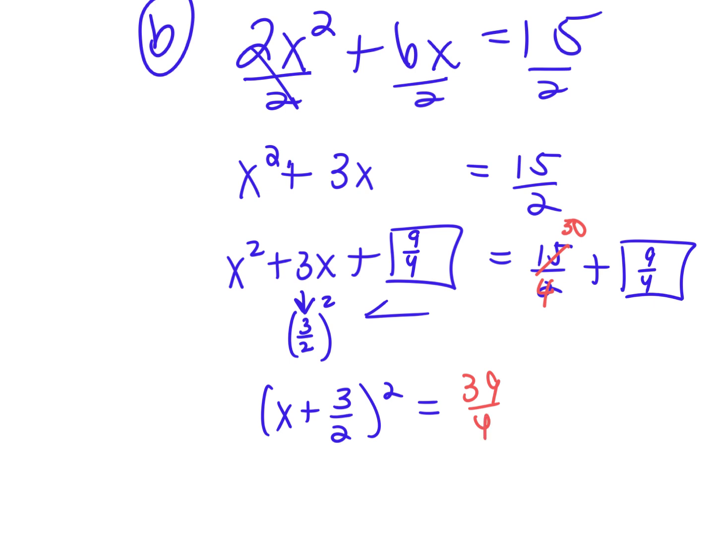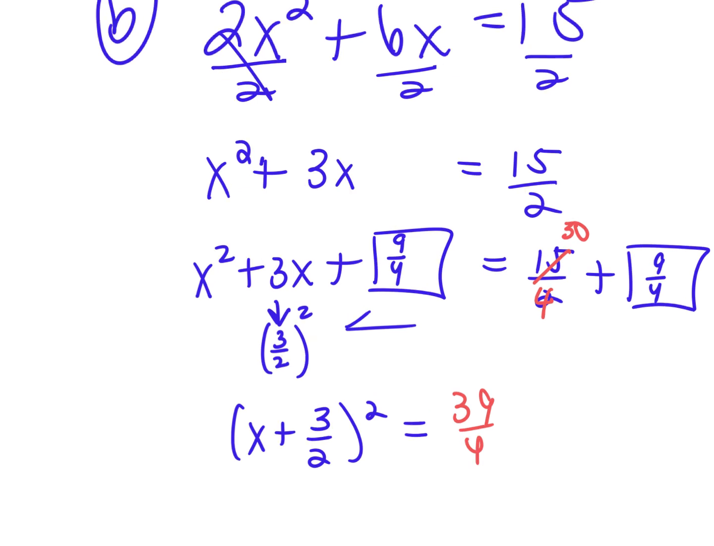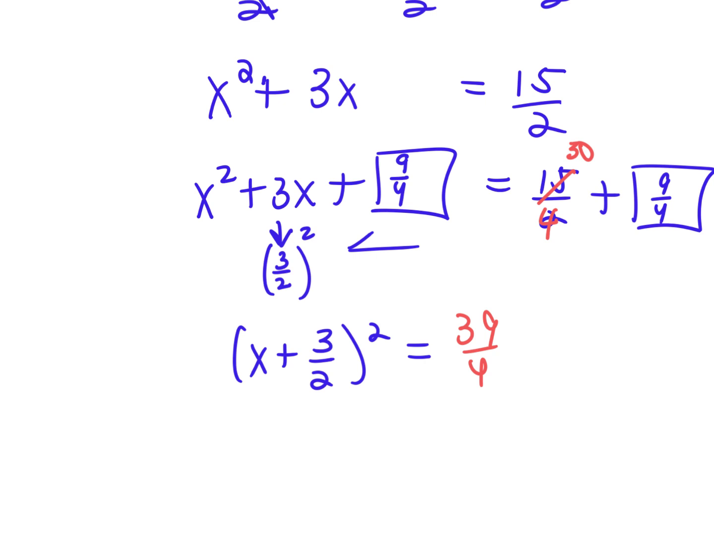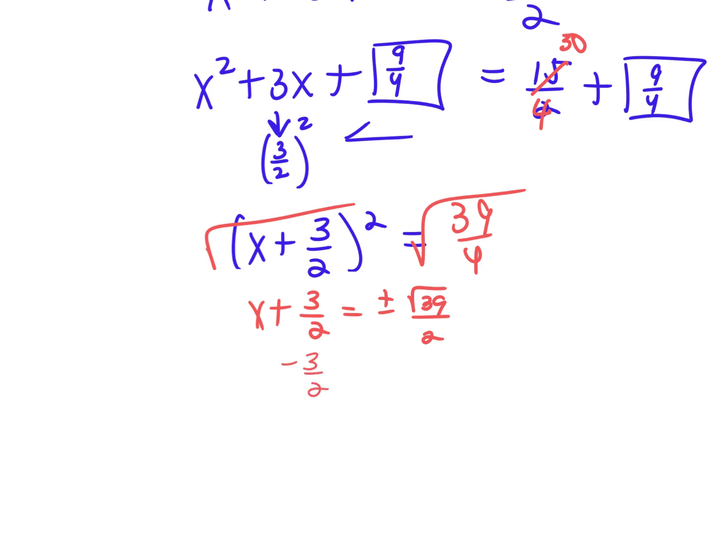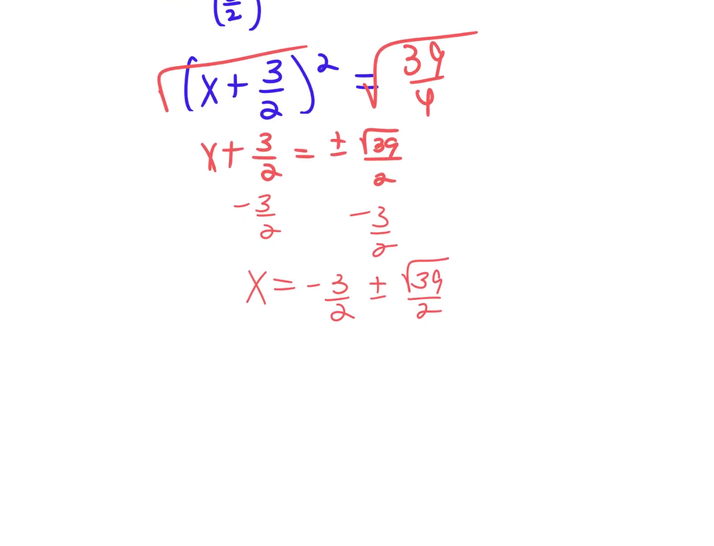And we do the exact same thing we've been doing this whole time. Now that I have my binomial set equal to a number, I take the square root. So x plus 3 over 2 equals plus or minus the square root of 39 over 2. And then my last thing is to subtract the 3 over 2. So I have x equals negative 3 over 2 plus or minus the square root of 39 over 2. You can also write this, guys, as x equals negative 3 plus or minus the square root of 39 all over 2. Either way, does not matter. They're both the same thing.